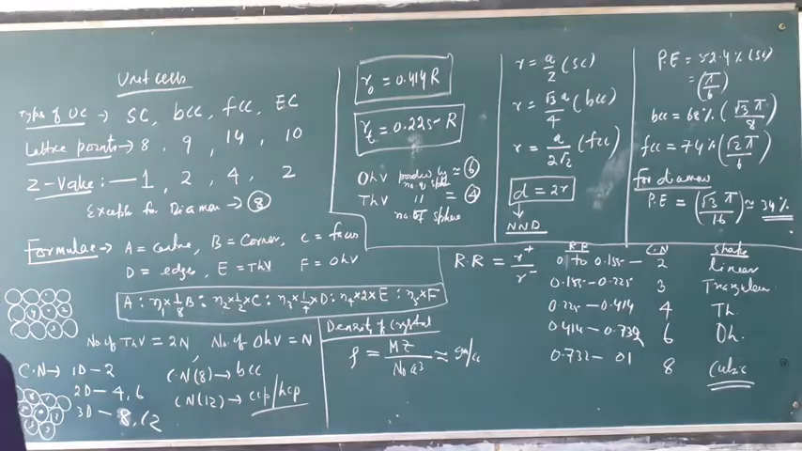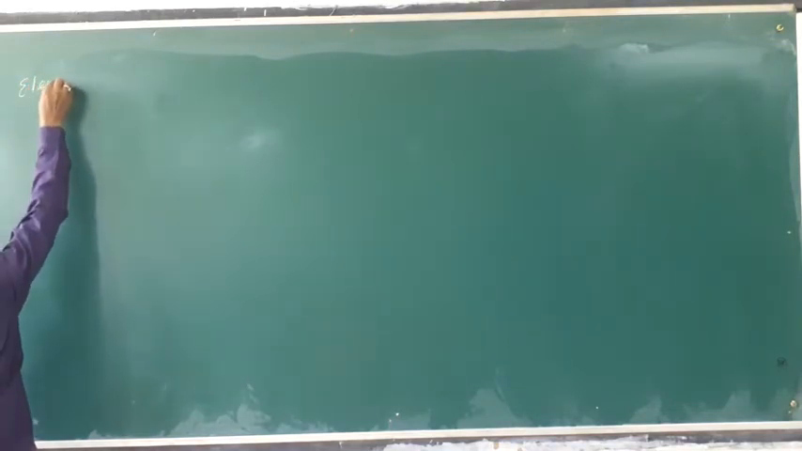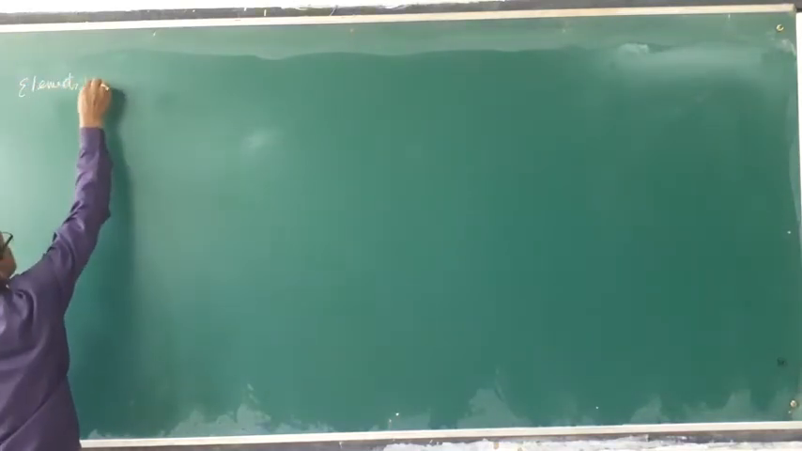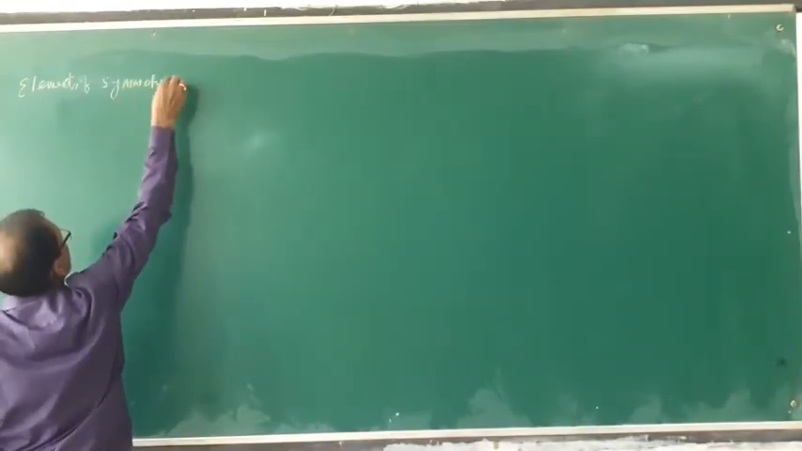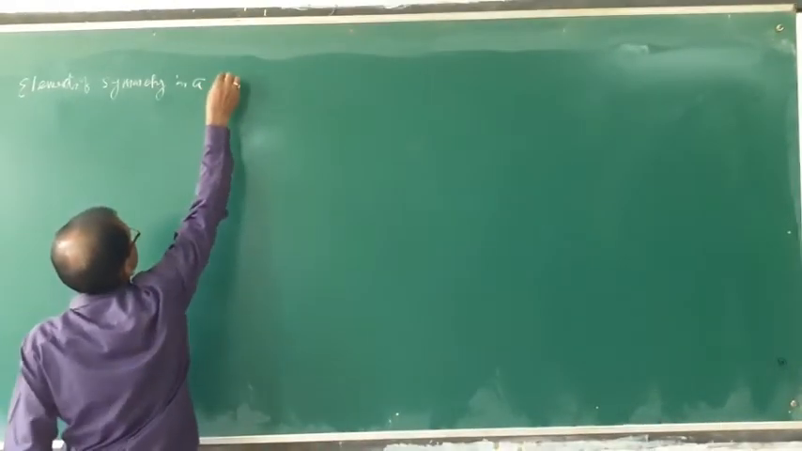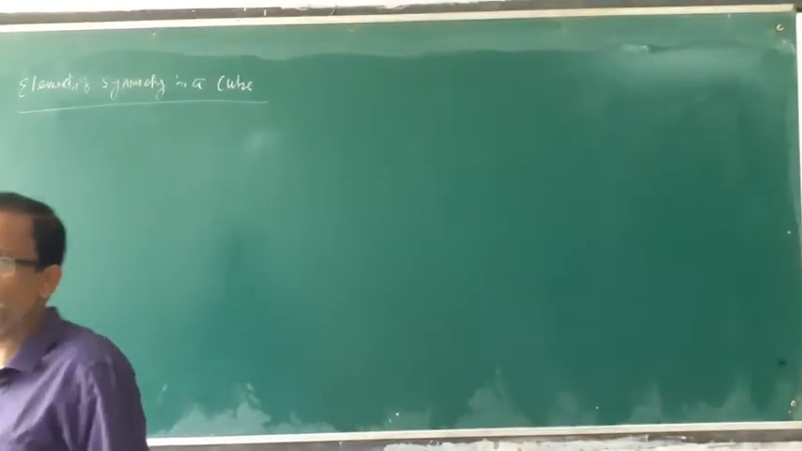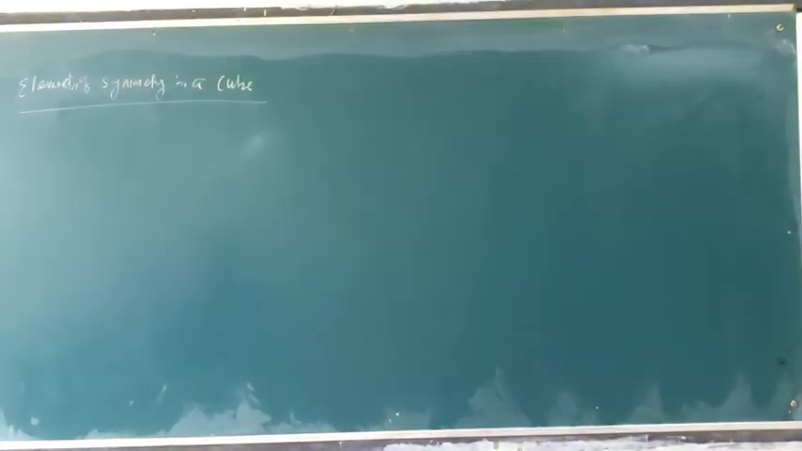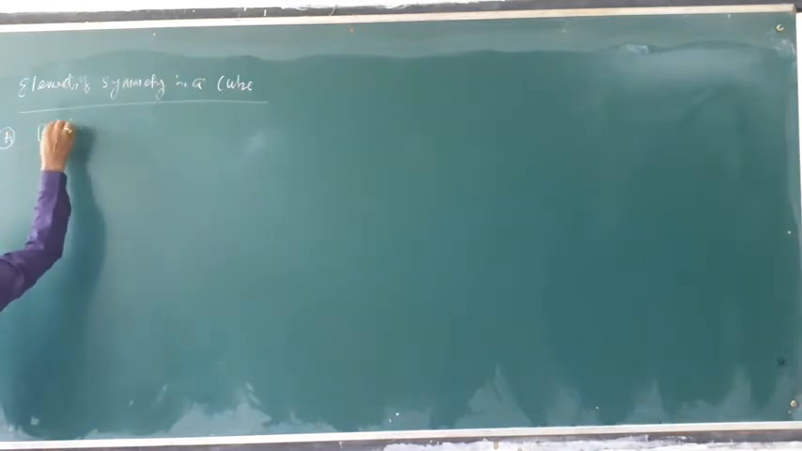Okay, next, elements of symmetry in a cube. What are the symmetry elements in a cube? First, let us take point symmetry.